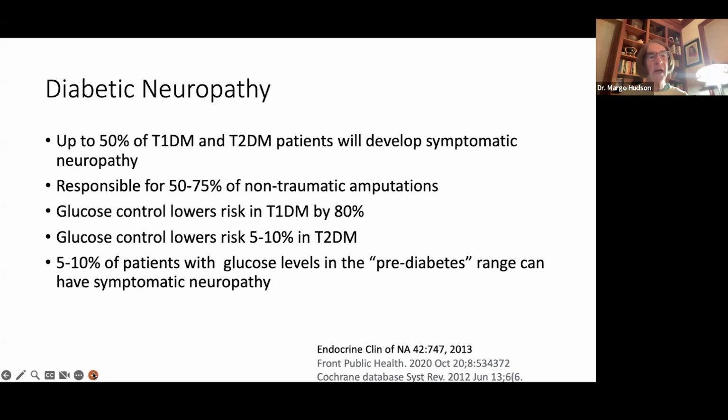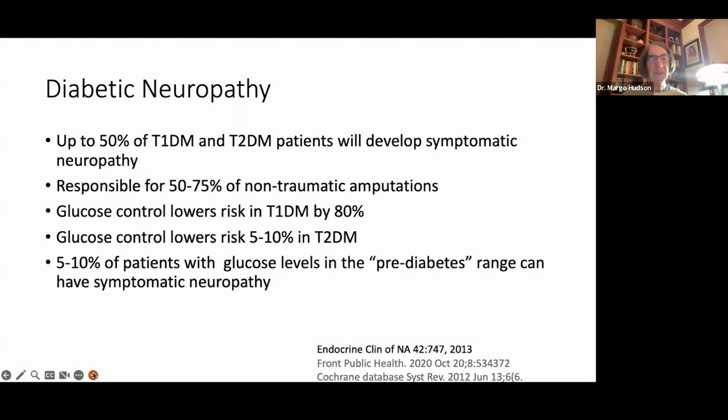Okay, so for diabetic neuropathy, up to 50% of type 1 and type 2 patients will develop symptoms of neuropathy. It's responsible for 50 to 75% of non-traumatic amputations. And there's a big disconnect here with neuropathy in terms of the effect of glucose lowering. Glucose control will lower risk in type 1 patients, I showed you some of the data, by up to 80%, but it does not seem to have as much of an effect in type 2 patients. It only lowers their risk 5 to 10%.